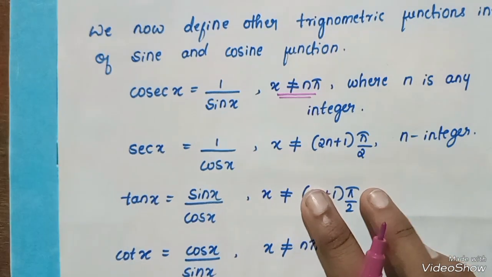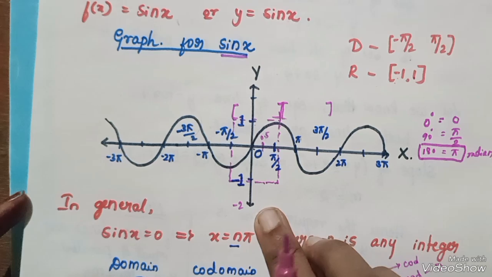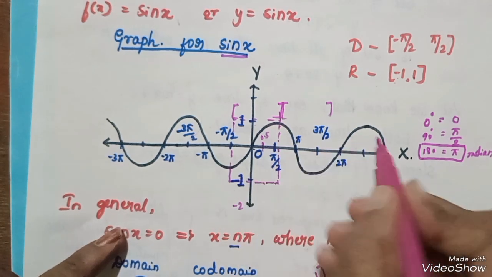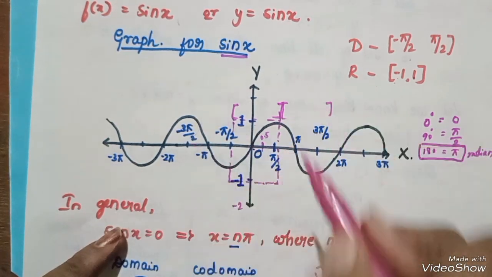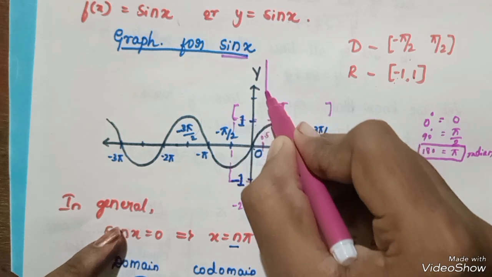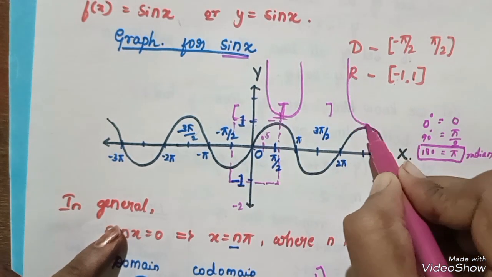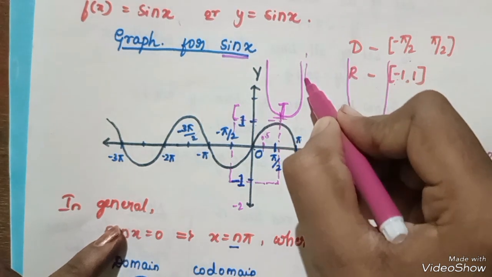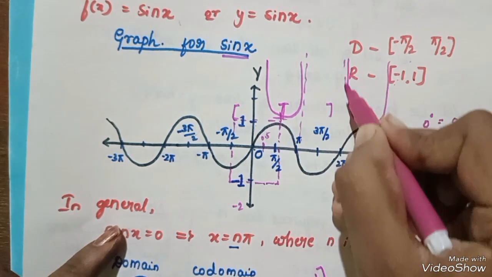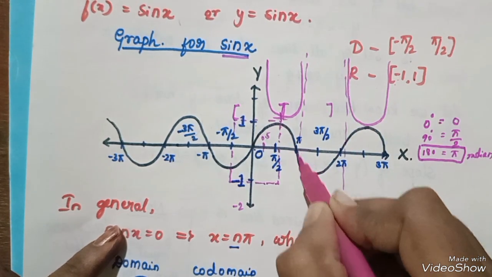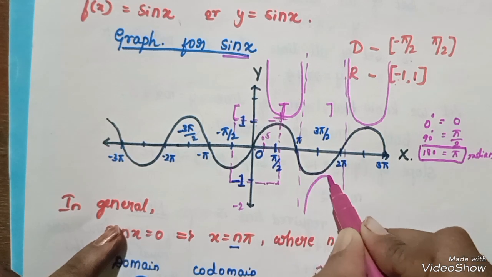Here consider the sin x graph. For the graph of cosec x, other than these particular areas, the graph is taken like this. The graph of this interval is taken except these values.